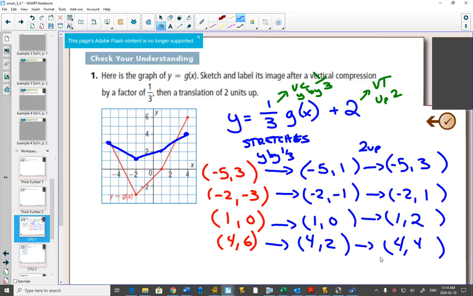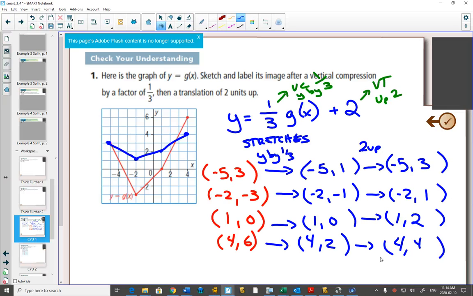Vertical compression squishes towards the x-axis. Vertical translation, in this case, moved it up. Does this blue graph look like it's been squished and then translated up? If that looks right, then you're feeling pretty good.